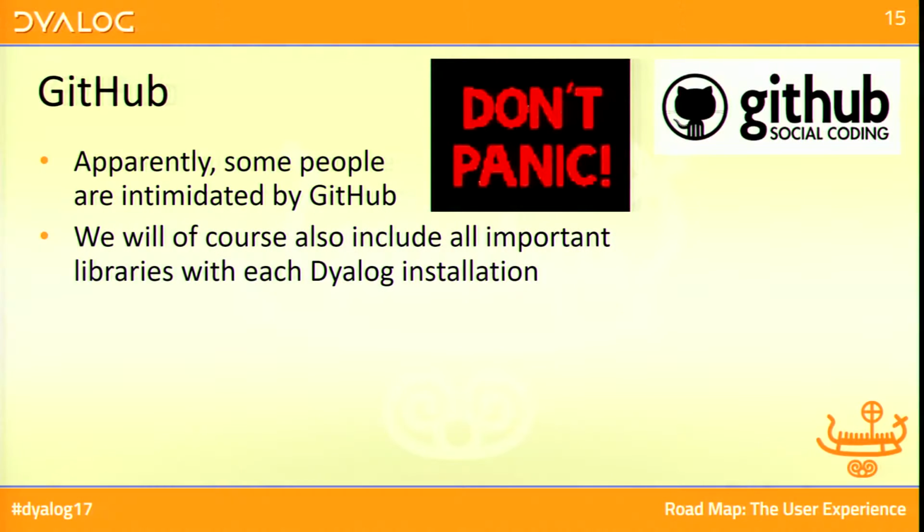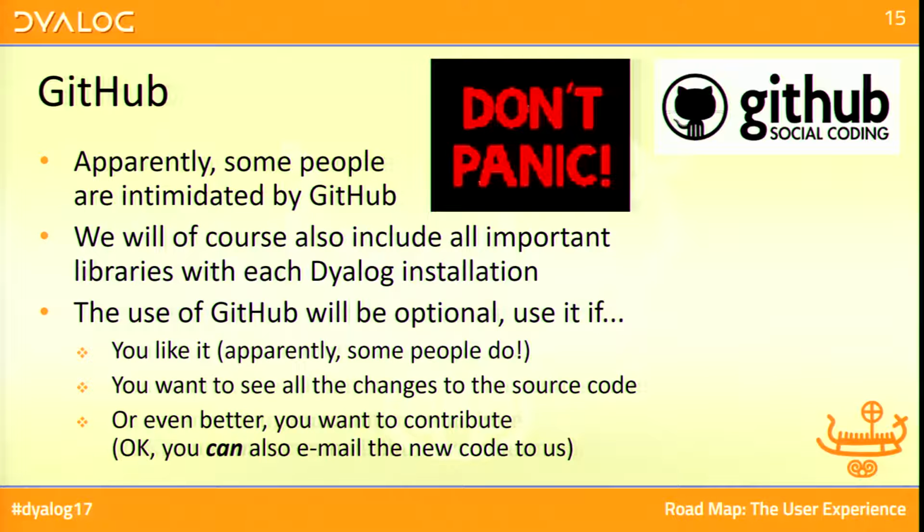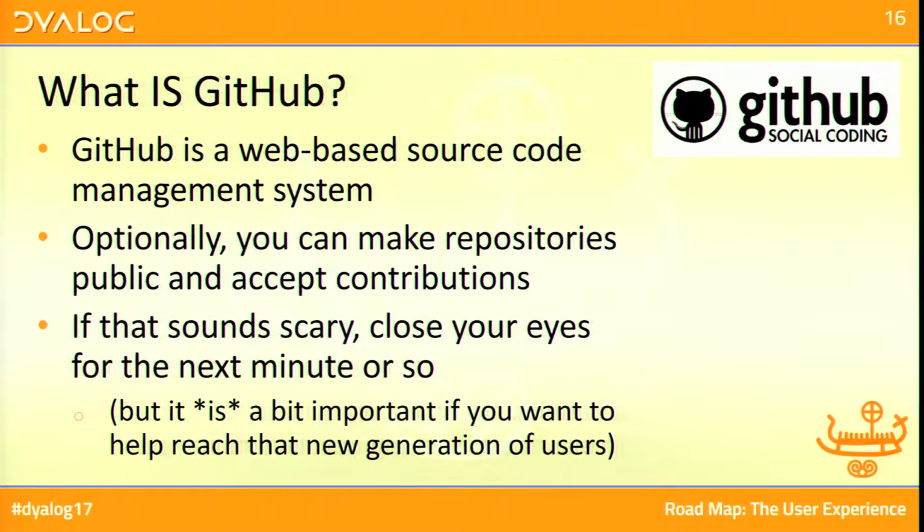All the libraries, all the source code that we put into GitHub that we feel is important for your applications, we will also include with Dyalog installations. So you can use GitHub if you like it. Apparently there are a whole bunch of people who do like it. If you want to see all the changes, like you saw on that list there, who committed what last week, what Dyalog is actually working on, you can go to GitHub and see charts and things, how many commits we're making. And if you want to contribute, of course, if you really want to, zip it up and send it in an email to somebody at Dyalog and let us put it in the repository, that'll be okay.